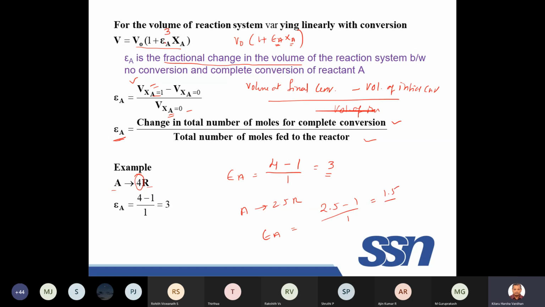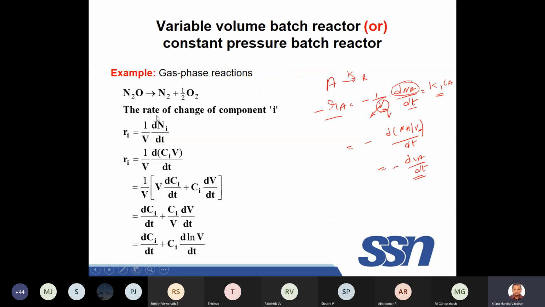So this is the expansion coefficient 1.5, right? So this particular thing should be included. When you have this included, you get the extra term in the integral. So already you had some 2 terms in the integral. If you have this, you get 3 terms in the integral for the normal first order reactions. We'll see that. So the rate of change of component i, Ri, is 1 by V dNi by dt.